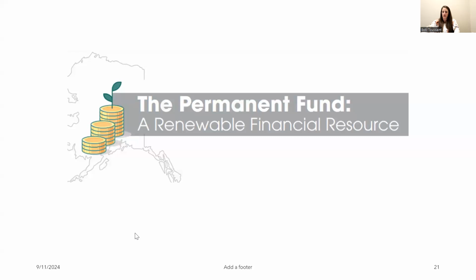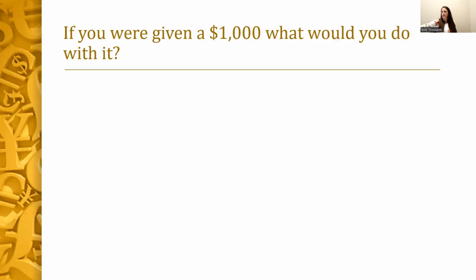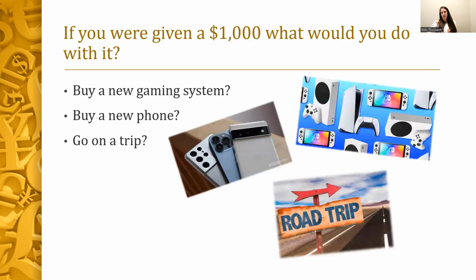So if we look at what this game consists of, we are going to talk all about where money comes from, right? So if you have a lot of money, what can you do with it? So we get the kids brainstorming. If we gave them $1,000, what would you do with it? And most of them are going to come up with things like new gaming systems, new phones, maybe go on a trip, different things like that.